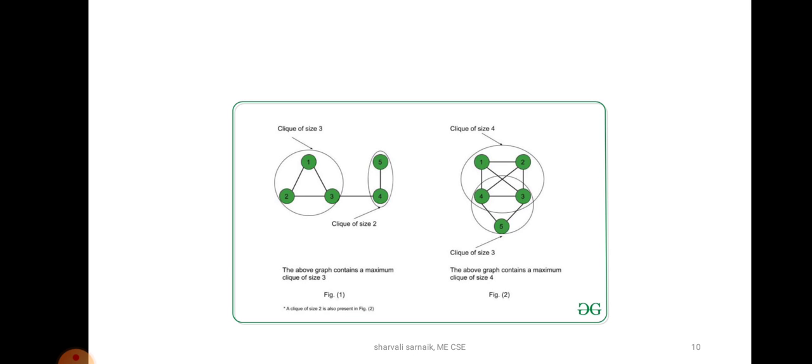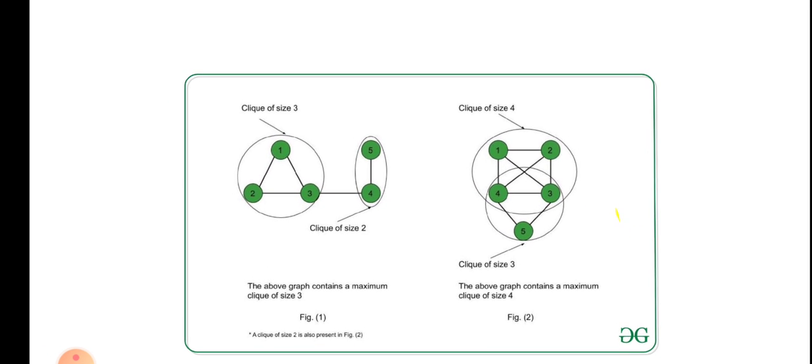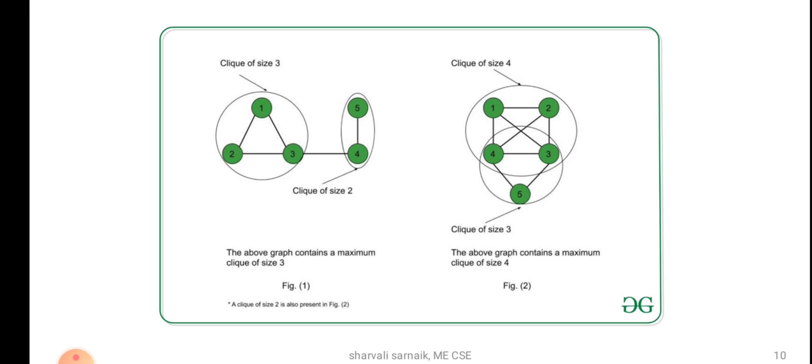Here on this slide you see a graph shown with vertices and edges. The vertices are marked in green color, which we call nodes. In the first diagram you see a graph having a cycle of node 1, node 2, and node 3. Node 1, node 2, node 3 form one cycle, which indicates one graph diagram.